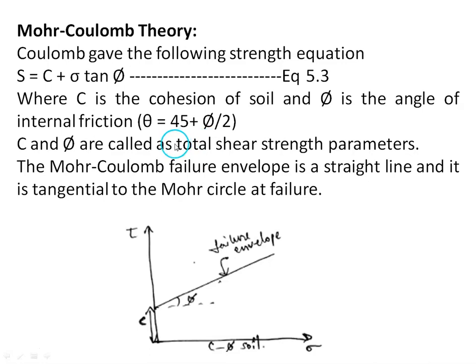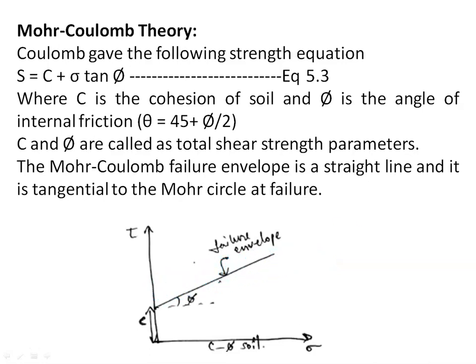Here C and phi represent total shear strength parameters. These two values, C and phi, are called shear strength parameters. Cohesion is the attraction between particles and phi is the friction between particles. The Mohr-Coulomb envelope is a straight line. According to Mohr-Coulomb theory, the failure envelope is a straight line, whereas according to Mohr it is a curved line and it is tangential to the Mohr circle at failure.